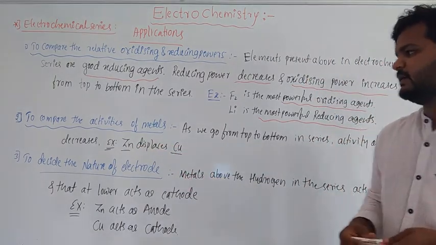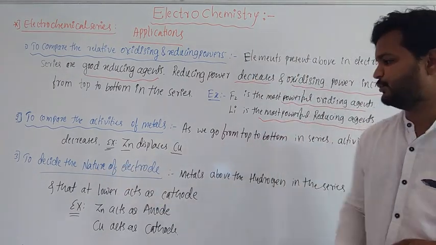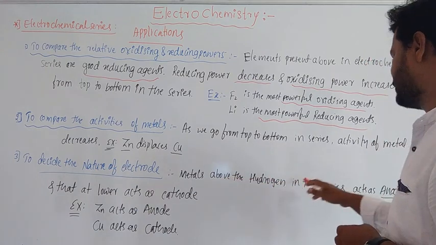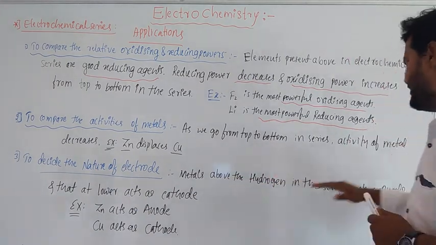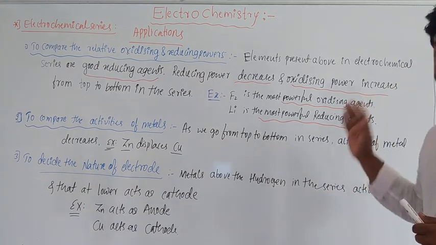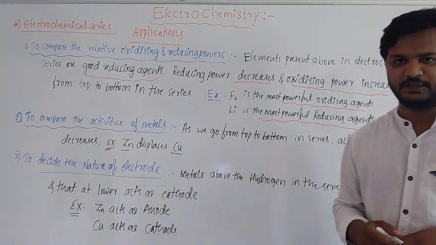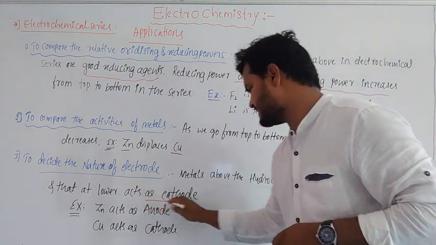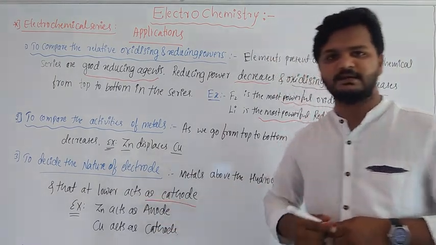And the last one, the third application, is to decide the nature of the electrode. Metals above the hydrogen in the series act as an anode, and those at the lower end act as a cathode. Zinc acts as an anode, copper acts as a cathode.